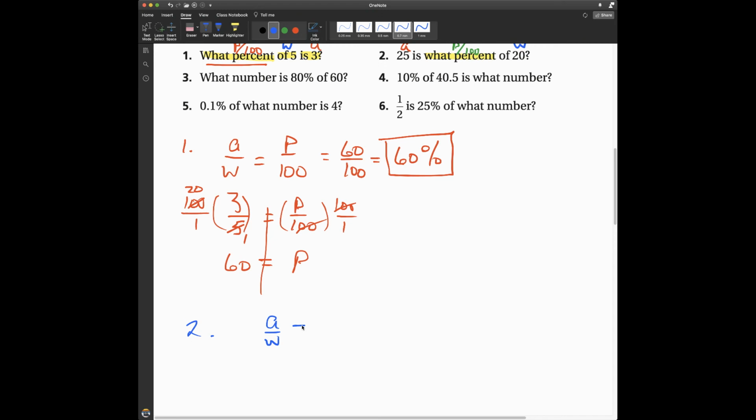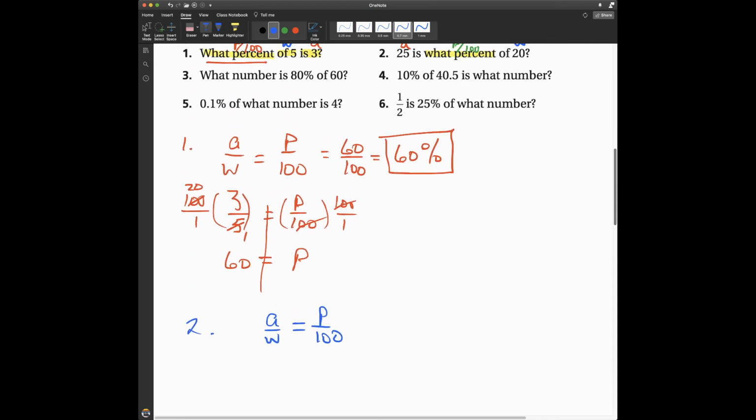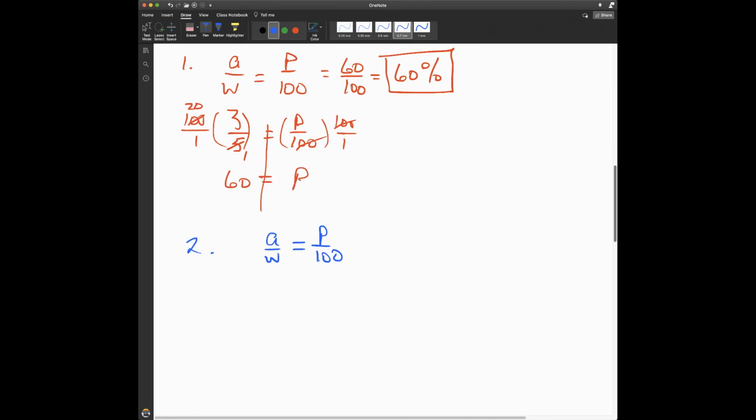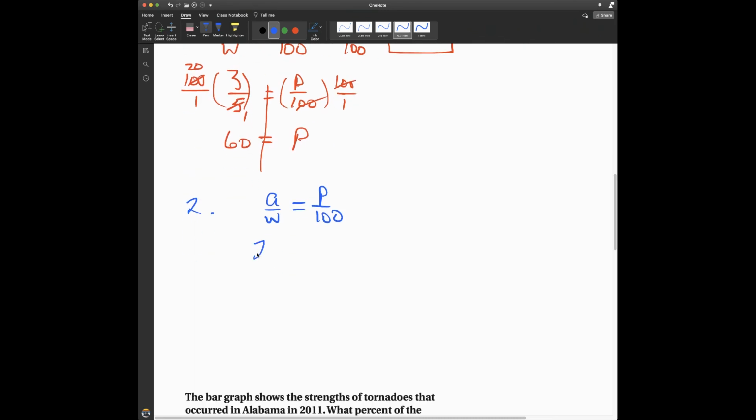A over W equals P over 100. And A was 25 and W was 20. So I have 25 over 20 equals P over 100. So I'm looking for a percent. One of the things I could do is just in my calculator, what is 25 divided by 20? Go ahead and calculate that.